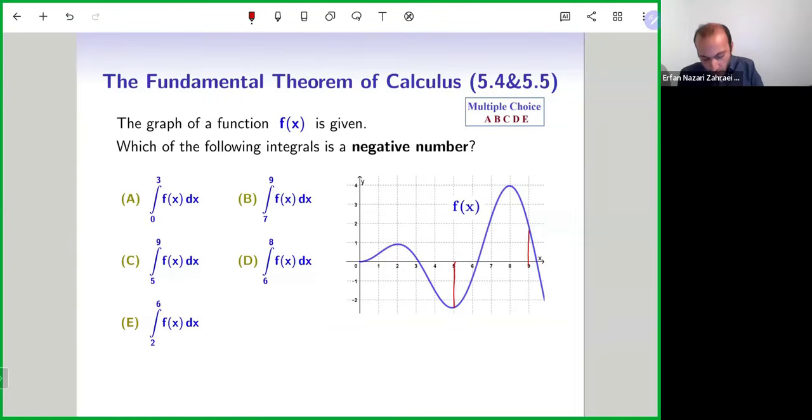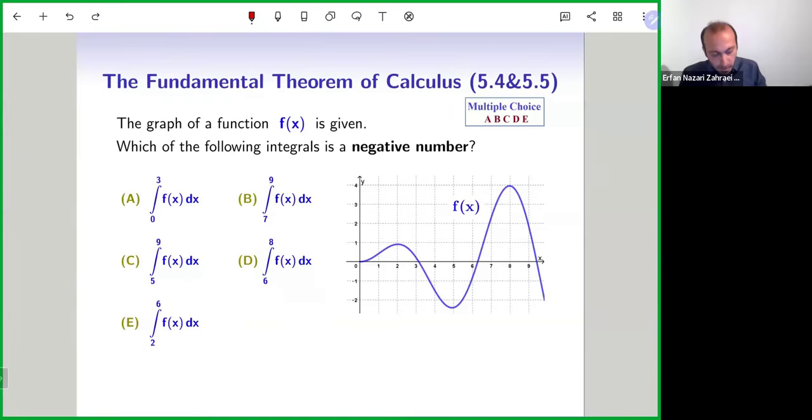Then we have this part, which is negative, and this part, which is positive. But which one is bigger? Even visually, it's very obvious that this area is larger than this area. So in total, you have a positive number plus a negative number, but the positive number is larger. So the sum will be positive. So this is also positive, and that's not our answer.